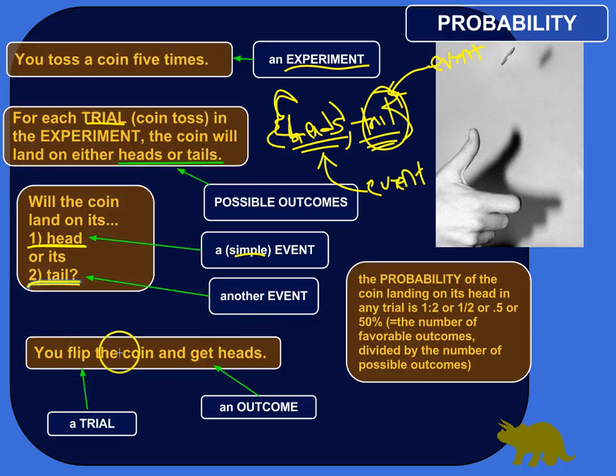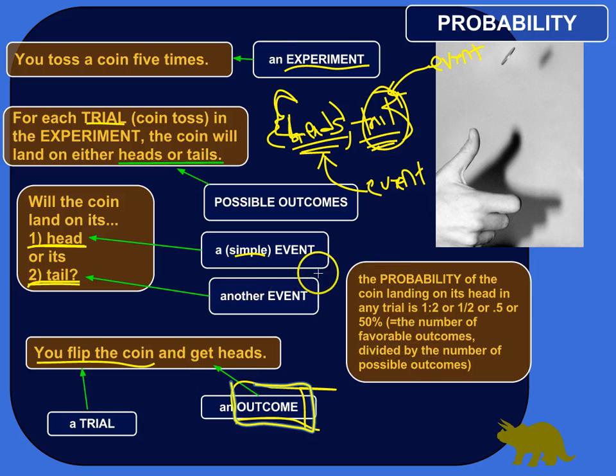Okay, so now let's say you actually flip the coin and get heads. So you flip the coin, so that's the trial. That's the first trial of this experiment, which will consist of 5 trials. And you get heads. So this would be the outcome of the first trial. The actual outcome. So here are the possible outcomes. It could be heads, could be tails, and then the actual outcome after you do the trial, in this case, is you get heads.